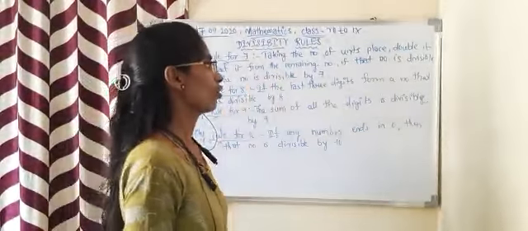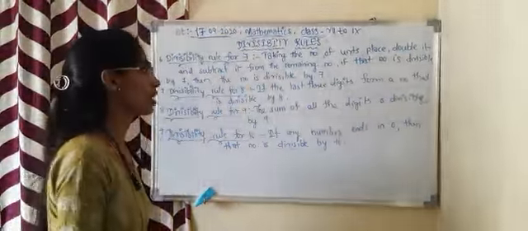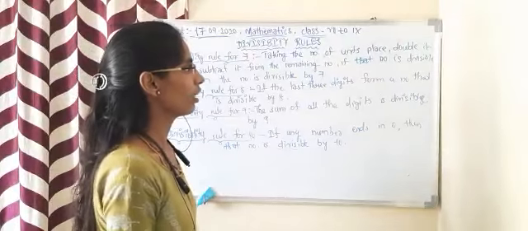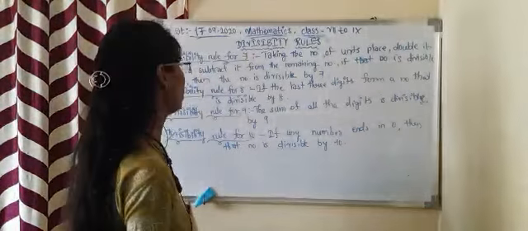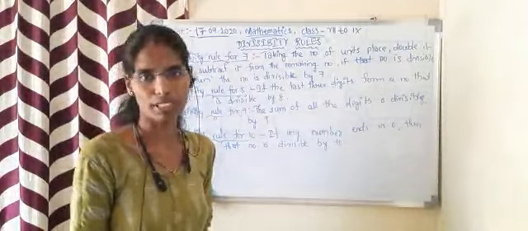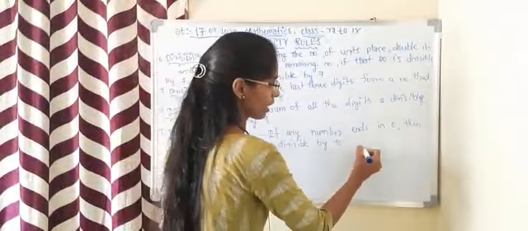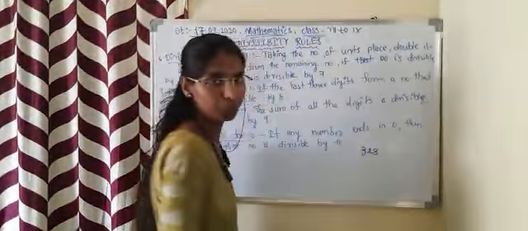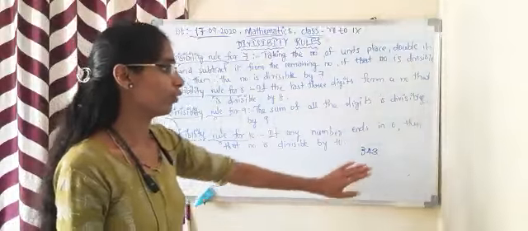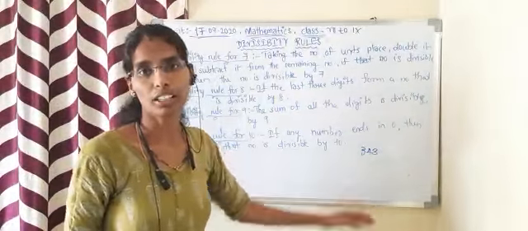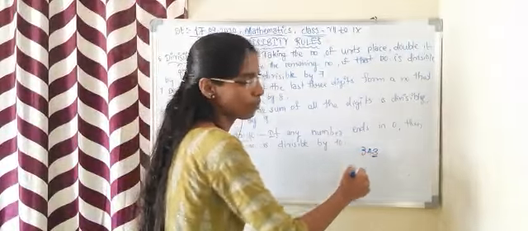Take the number in the units place, double it and subtract it from the remaining number. If that number is divisible by 7, then the whole number is divisible by 7. For example, take 343. What you have to do is take the number which is in the units place.